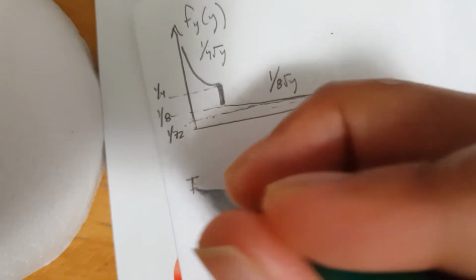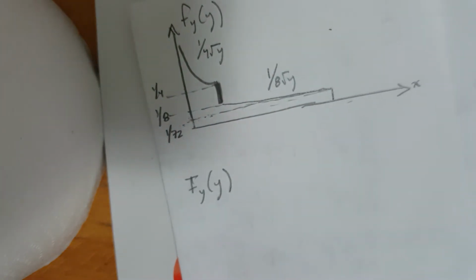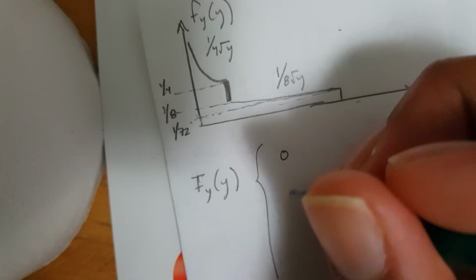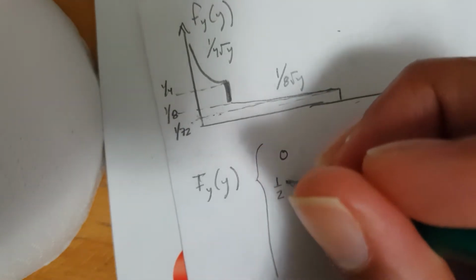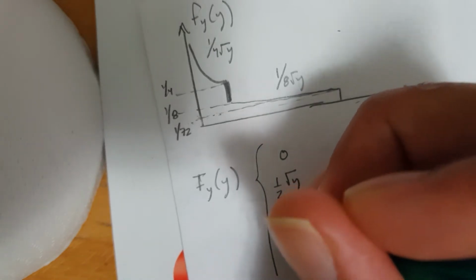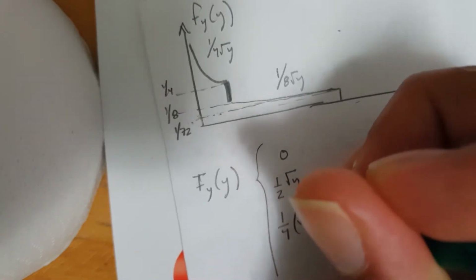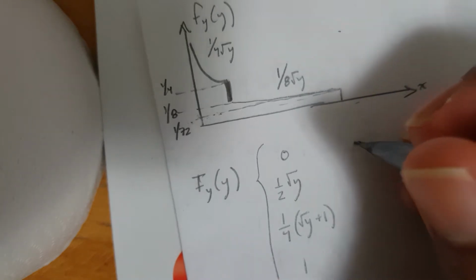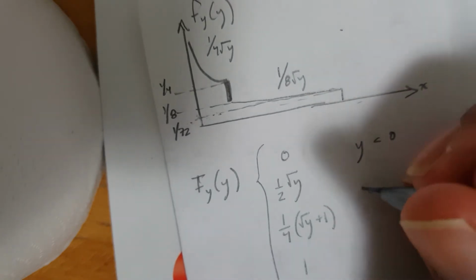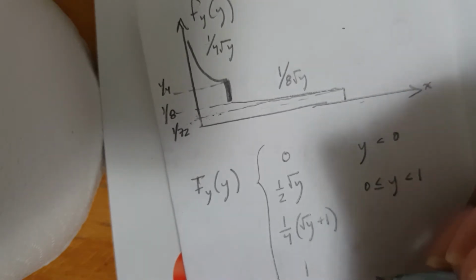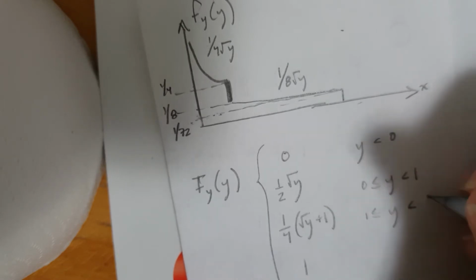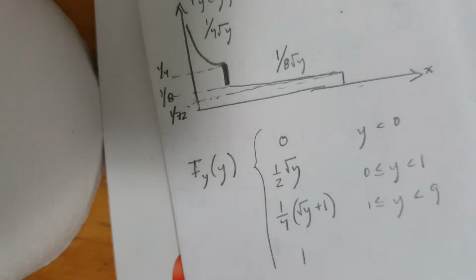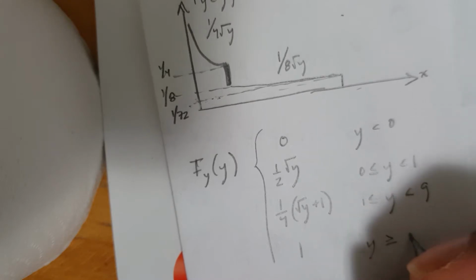So for big F of y, we have 0, 1/2 square root of y, 1/4 times square root of y plus 1, and 1, for y between 0 and 1, between 1 and 9, and for y greater than or equal to 9.